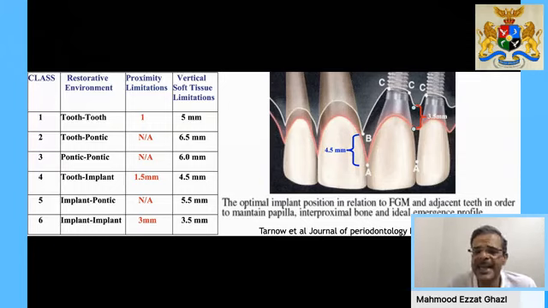Meaning, let's say I have two centrals, as you can see in this photo, and I have a deficiency of the papilla in this area. And if I measure the distance from the interseptal bone to my contact area, and it is within 5 millimeters, that means it would be possible for me to regenerate this area either surgically or prosthetically. Surgically is a totally different topic, but what I'm going to talk to you about is how to do this prosthetically.